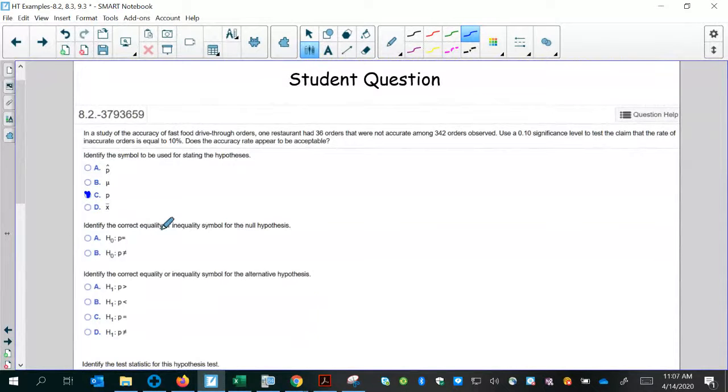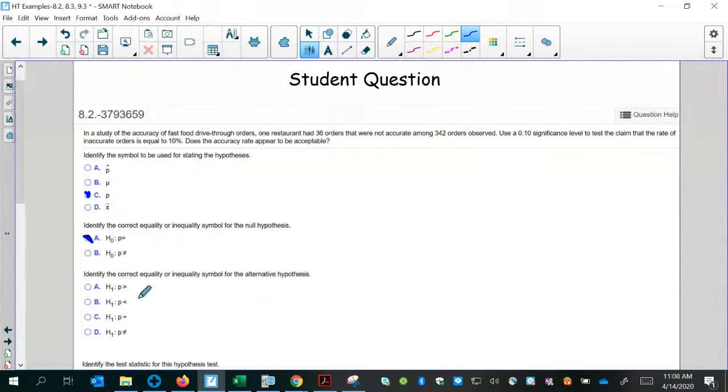Next, we want to identify the correct equality or inequality symbol for the null hypothesis. The null hypothesis always uses the equal sign. So we'll just go ahead and choose the first option here.